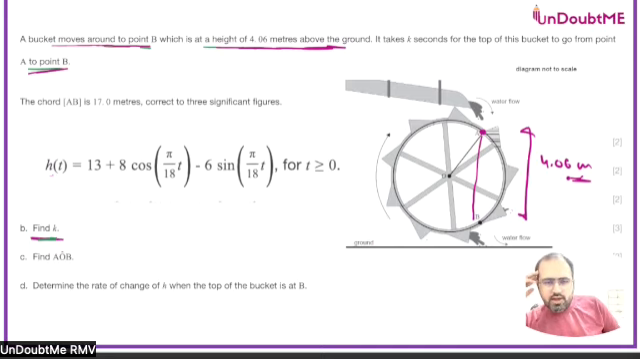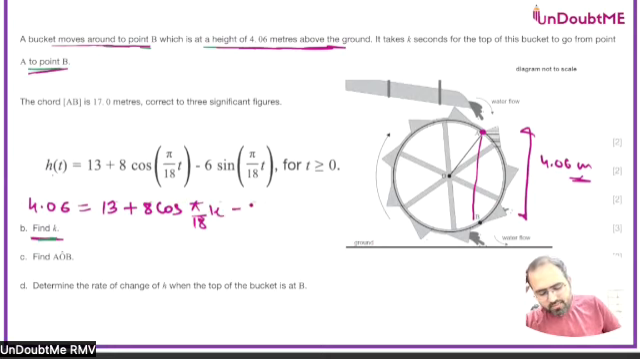Are you guys clear with that? Yes, sir. Now you need to use your calculator, and with the calculator, you have to solve this equation: 4.06 is equal to 13 plus 8 cos pi by 18 k minus 6 sine pi by 18 k. We need to get the k value from here.